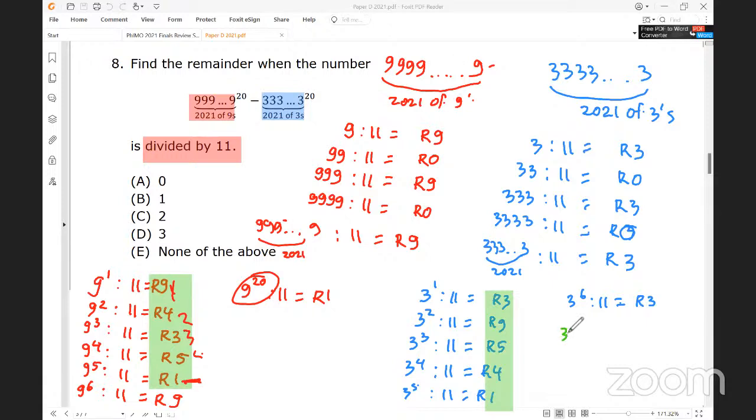So, sorry, let me use another color. 3 to the power of 20 divided by 11. So the remainder is 1. So for the final answer, it's just 1 minus 1, which is 0. Okay.